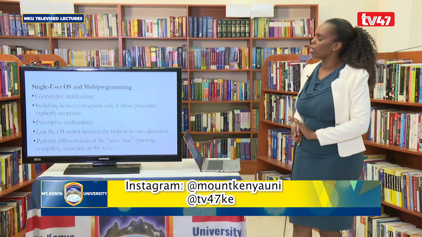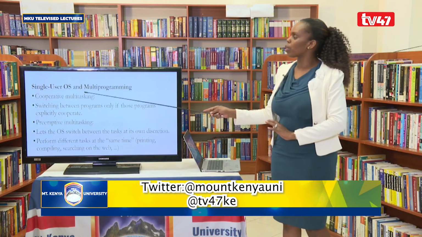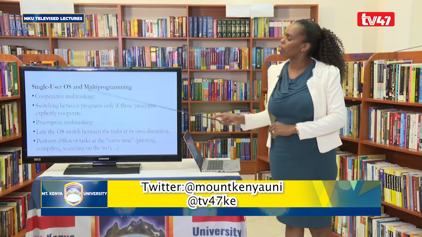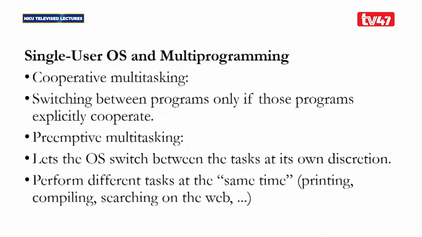Then what do single-user OS and multiprogramming OS give us? It gives us cooperative multitasking, whereby we can switch between programs only if those programs explicitly cooperate. So there are some programs that may conflict. There are some programs that may try to access the same data at the same time. That may mean that they are not explicitly cooperating. So single user and multiprogramming can work well in the case whereby all the programs that are participating are explicitly cooperating.